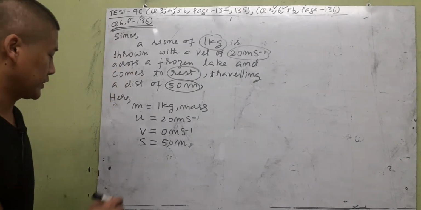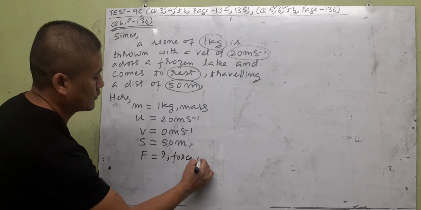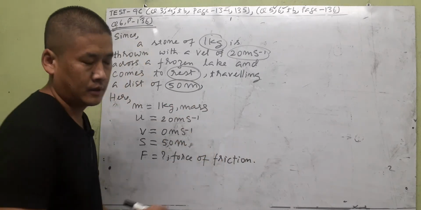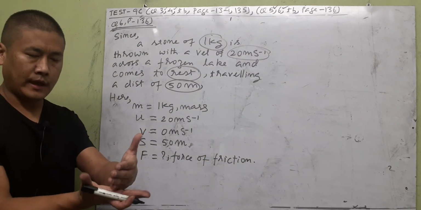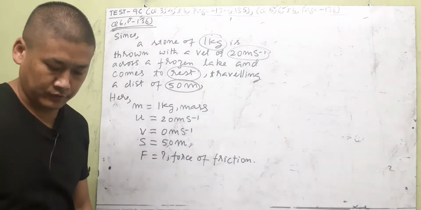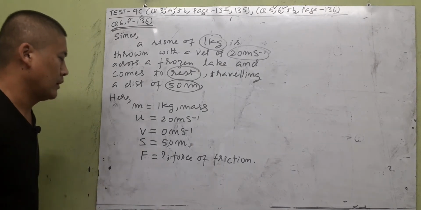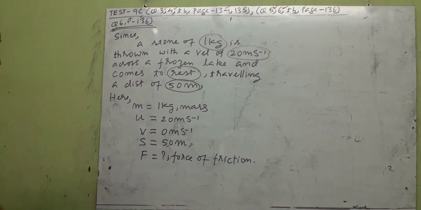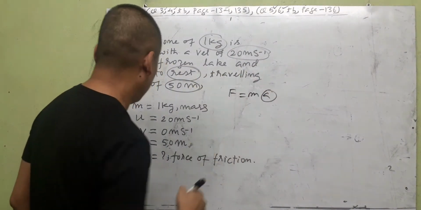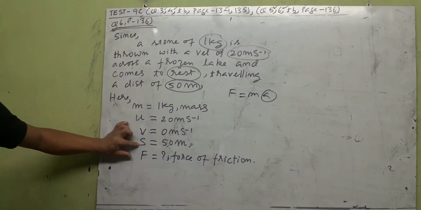Now, last sentence. What is the force of friction? So F equal to question mark. Force of friction between the frozen lake and the stone, because of the friction of the ice, it finally came to rest. So this is all you have to find. To find F, you need M and A. We don't know A yet. So how do you get A? Because M, U, V, S is there.